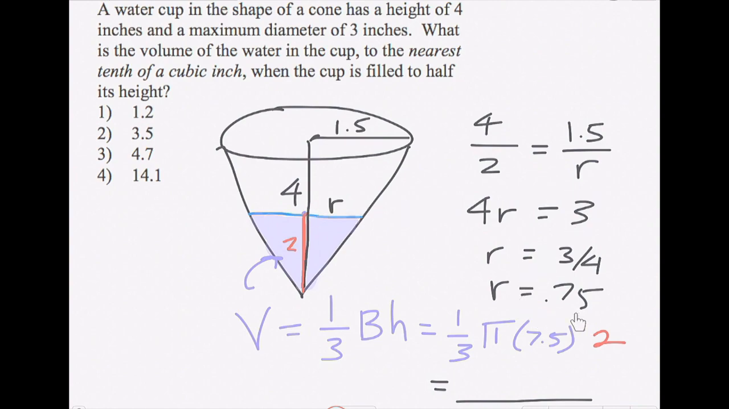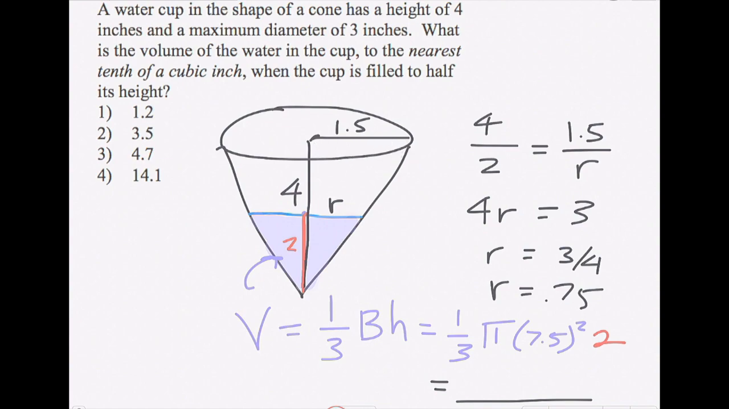Cross multiplying quickly gets me the radius as being 0.75, which you might have actually guessed by looking at this. If the height is half as much as the total height, then the radius here would make sense. It would be half as big as the radius here.